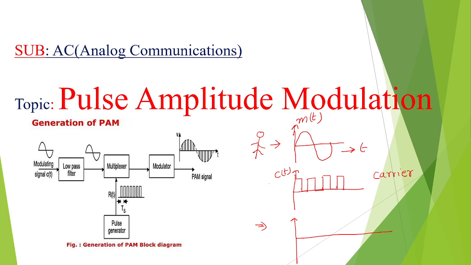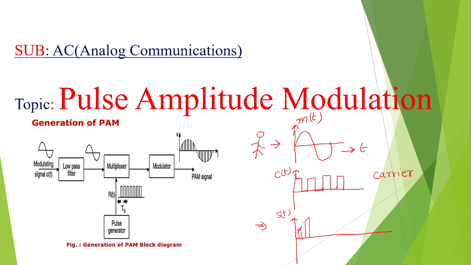This is the pulse carrier. The pulse is varied according to the message. Whatever the message is, according to that, the carrier pulses are varied. So this is an amplitude modulated signal. After modulation, it is denoted S of t. The pulse is varied according to the message signal.